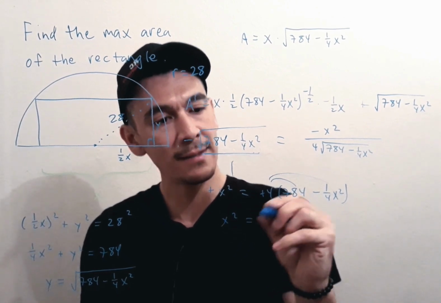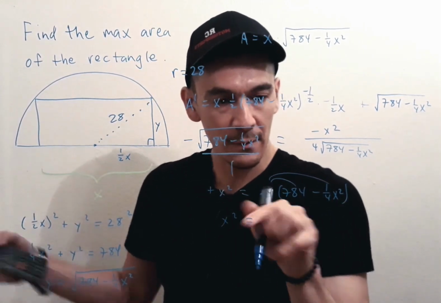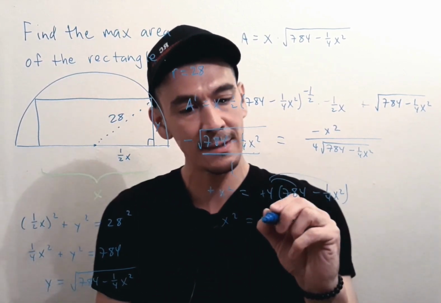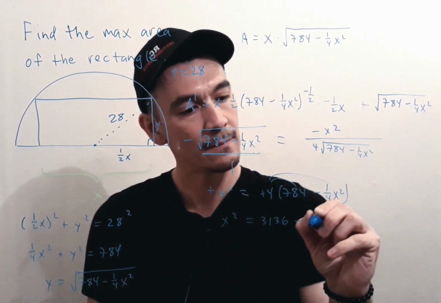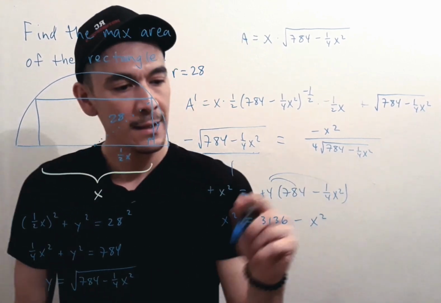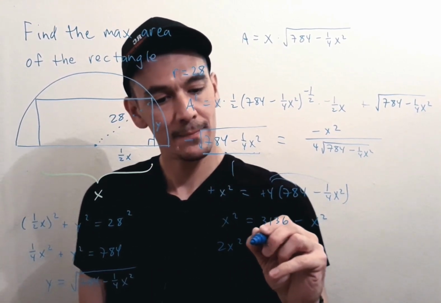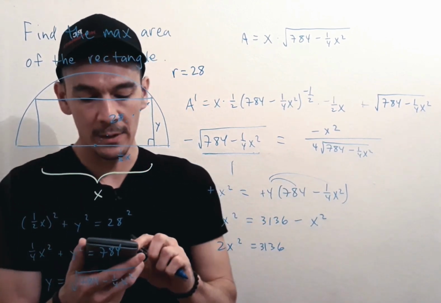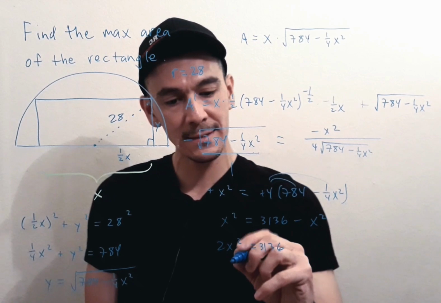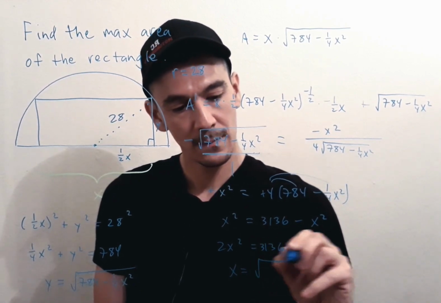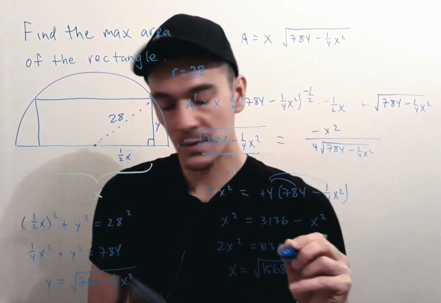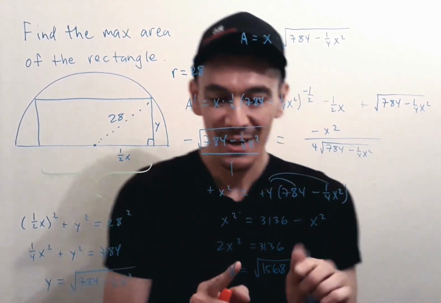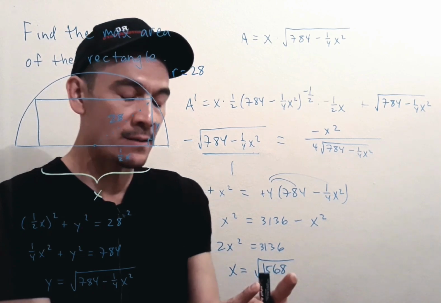I do have a calculator on me. So 784 times 4 is 3136. Minus x squared. Add this to this side. Half of 3136 is 1568. And square root. So all of this magic takes place when x is this specific number.